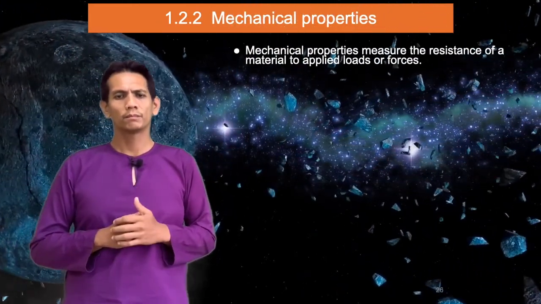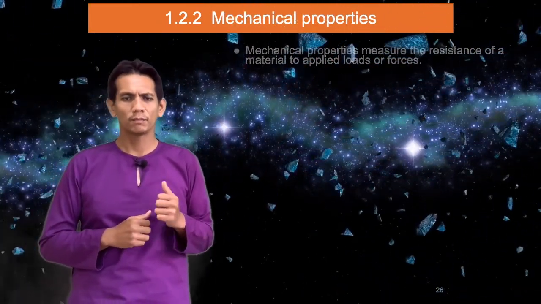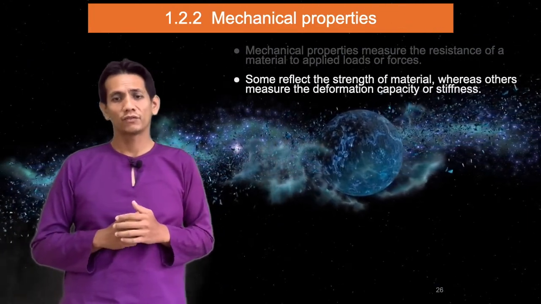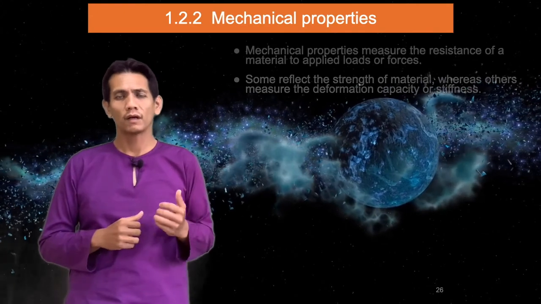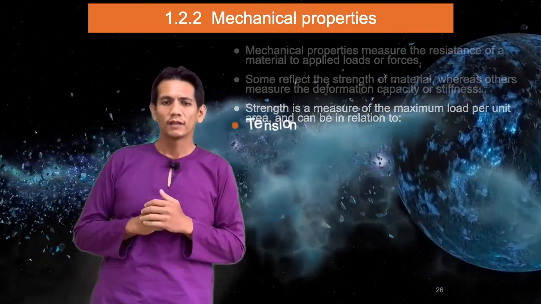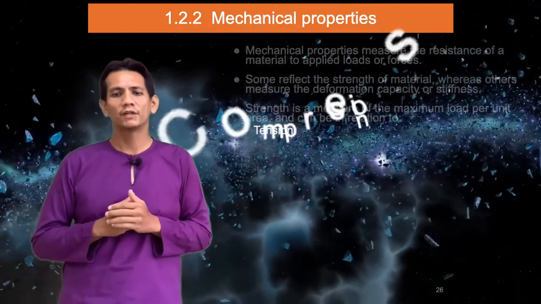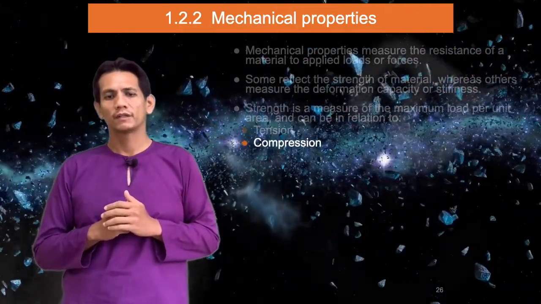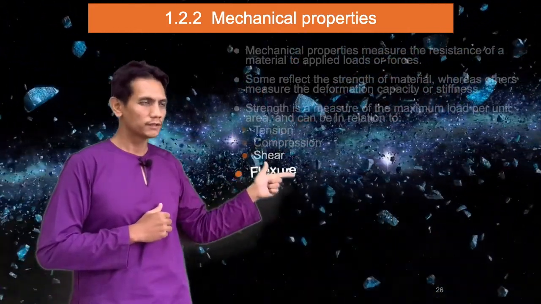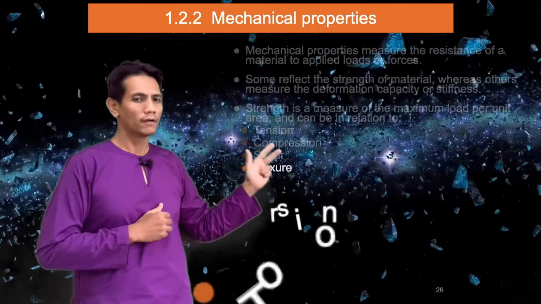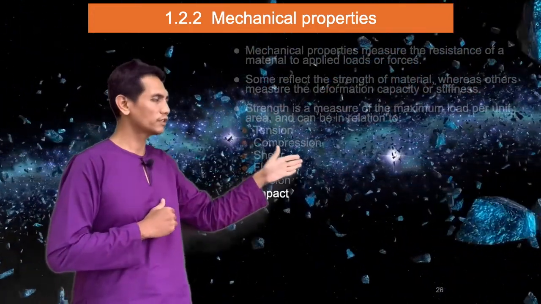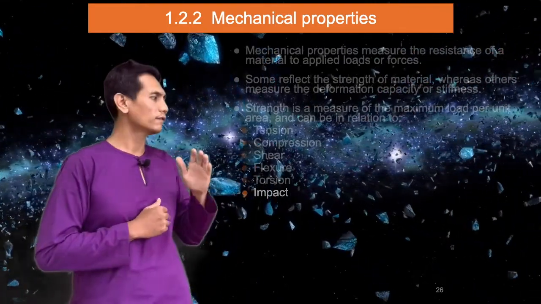Alright, mechanical properties, second one. Mechanical properties measure the resistance of material to applied loads or forces. Some reflect the strength of materials, whereas others measure the deformation capacity or stiffness. And then strength is a measure of the maximum load per unit area and can be in relation to tension, compression, shear, and then we have flexion, and then we have torsion, and then we have impact.